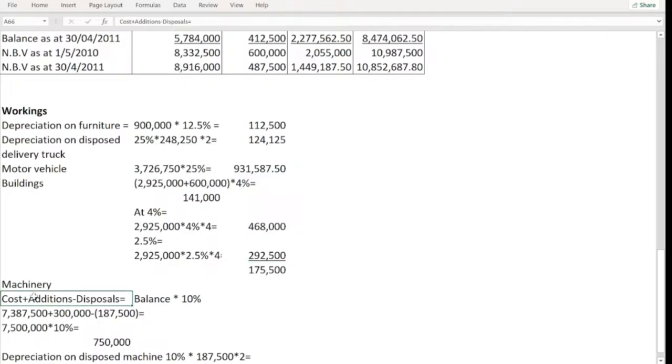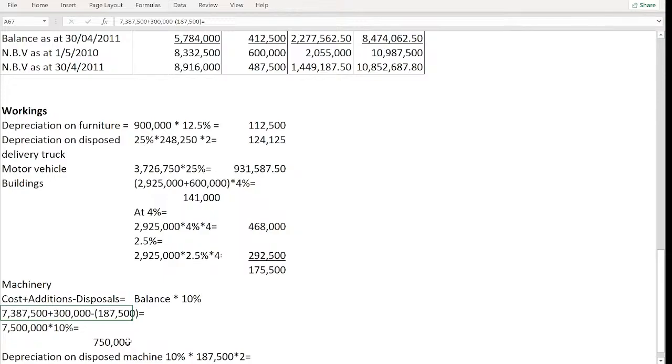Since we also indicate machinery, we have to calculate the machinery depreciation charge for the year. It will be its cost plus the additions, then you subtract all the disposals. The machinery was 7,387,500. We acquired a machinery for 300,000. We disposed of a 3-year-old machine of 187,500. So our total was 7,500,000. We multiply by the depreciation rate, which is 10%, and we get 750,000.